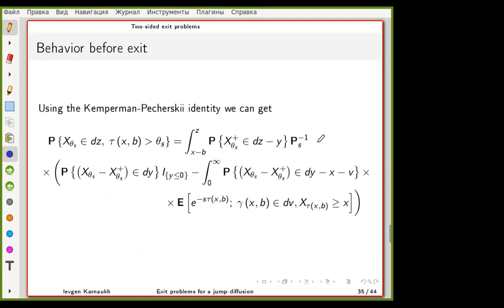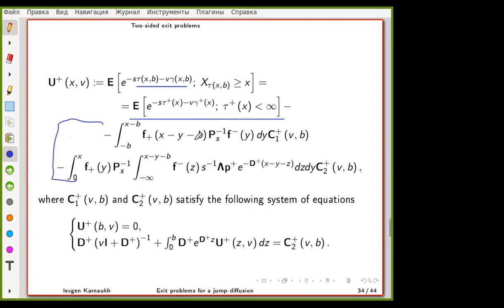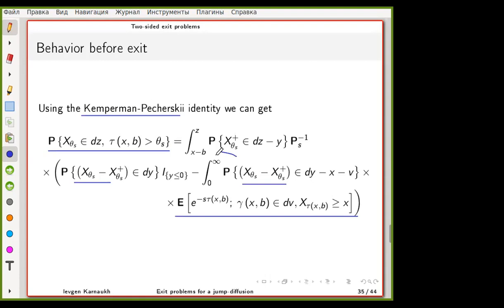Additionally, if we take the so-called Kemperman-Pecherskii identity, we also can find the density of our process before the exit moment. Here we have a density of x plus of the reflection, and this moment generating function we use. For this moment generating function, we can use this expression. So if we find this expression and substitute here, we will have the density of our process.